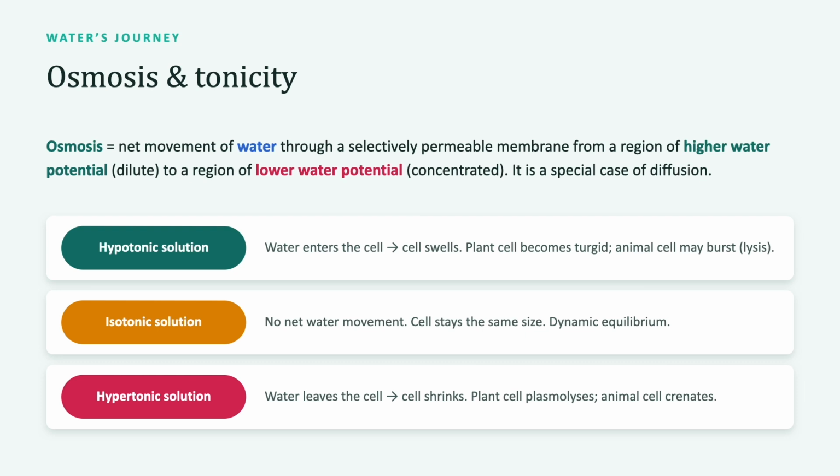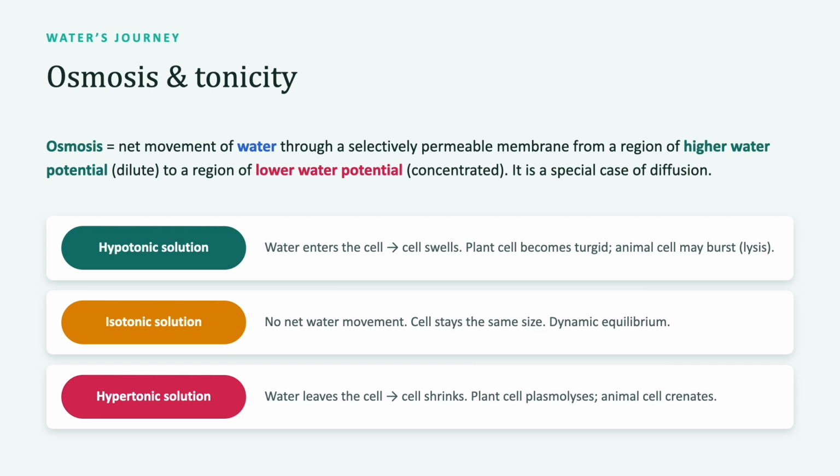Isotonic solution. Concentrations are equal on both sides. So there is no net movement of water. The cell stays the same size. Dynamic equilibrium.